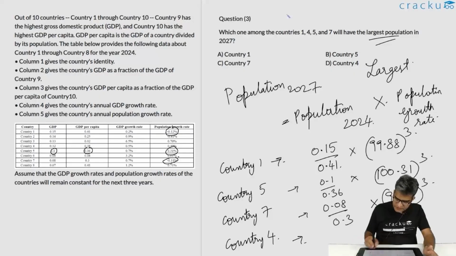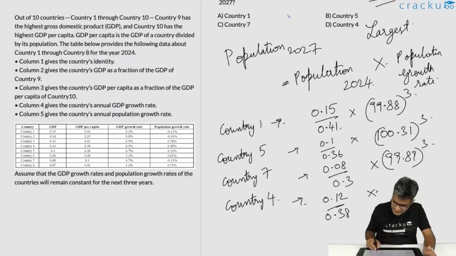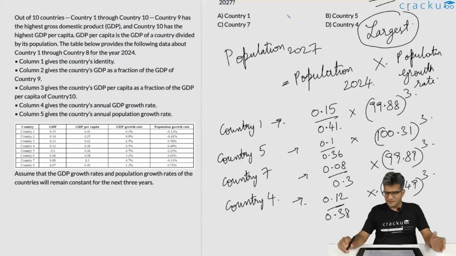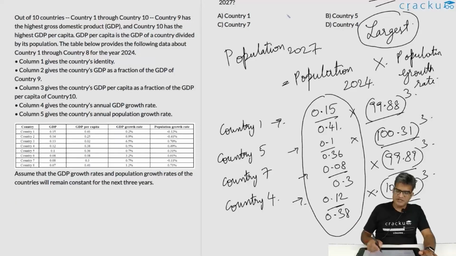Next is country 4. For country 4, it is 0.12, which is the current GDP, divided by 0.38. So, this is the population in 2024 into 0.49. So, it is 100.49 whole cube. We have to calculate which of them is the largest. That is what we are looking at. Now, one thing again you will notice is all of them are actually very close to 100. All of them are 100 cube. So, if you are just comparing them, it won't really matter much. If you are looking at 99.88 whole cube and 100 whole cube, the difference will be very small when you are multiplying it. What is most important is this constant term. Which of these constant terms is the largest?